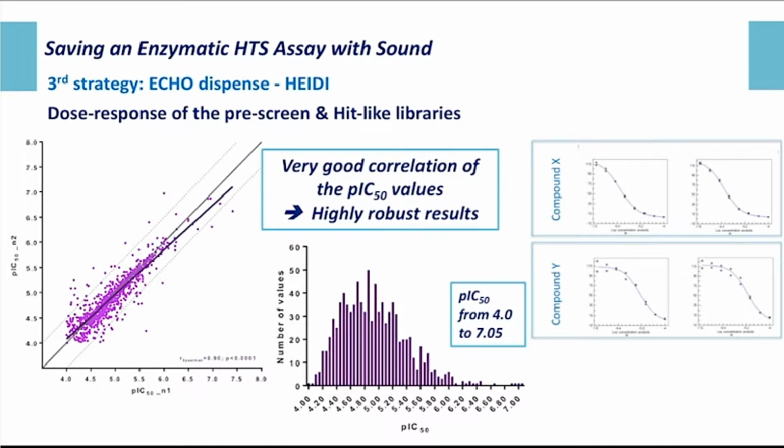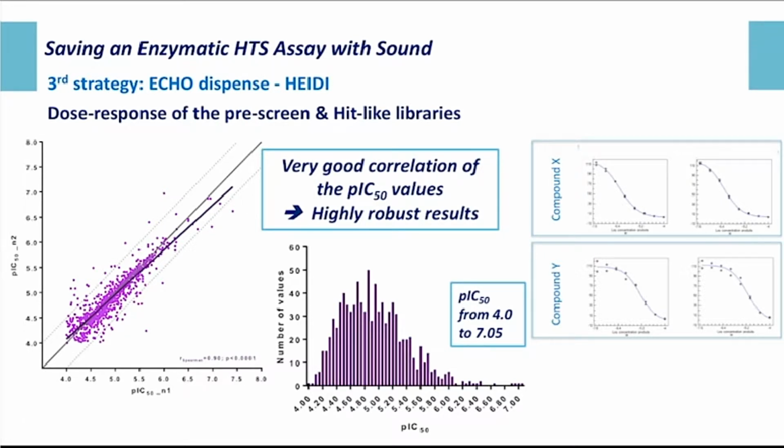We have a very good correlation between the two independent experiments, with a correlation around 0.9. And you can't imagine how happy I was to see such a good correlation. The dispense of the substrate by the Echo was a very good idea, and we obtained a very robust assay with a very weak variability between the technical replicates.